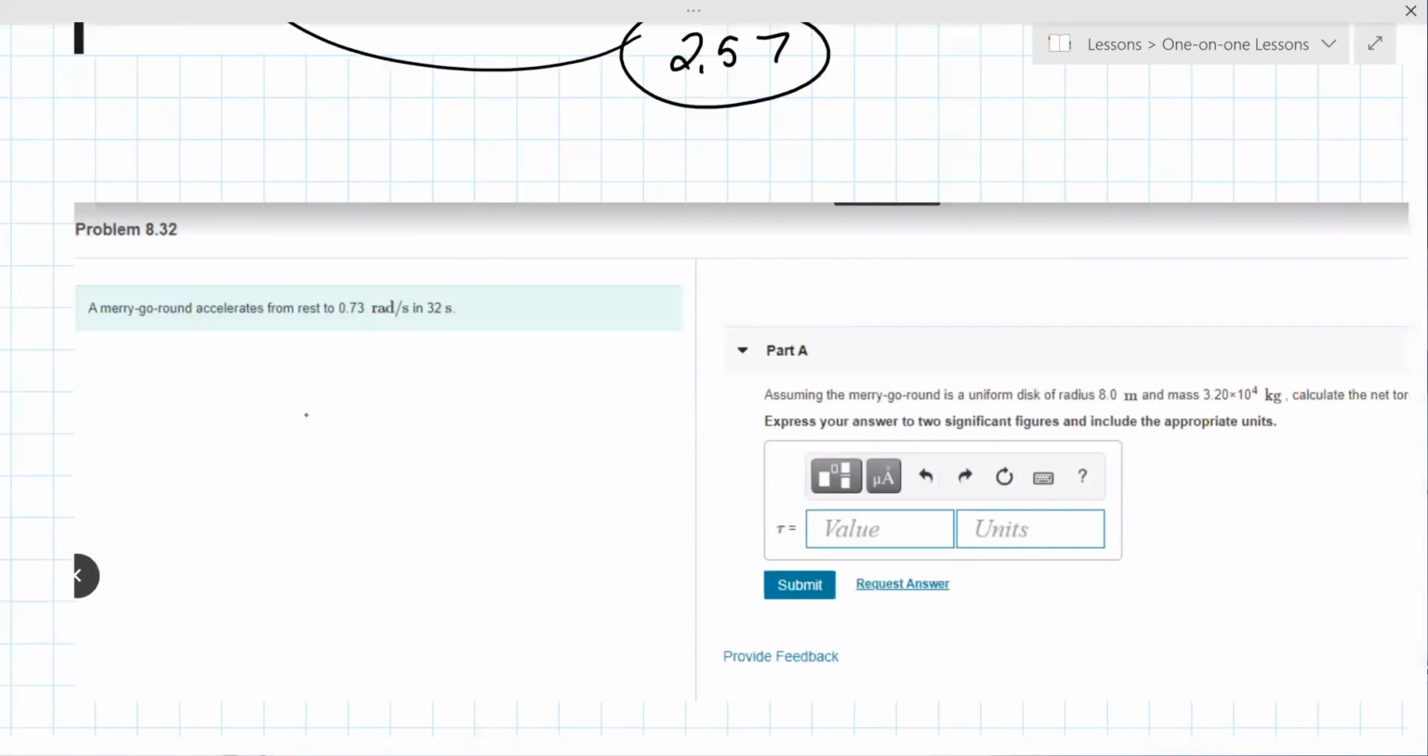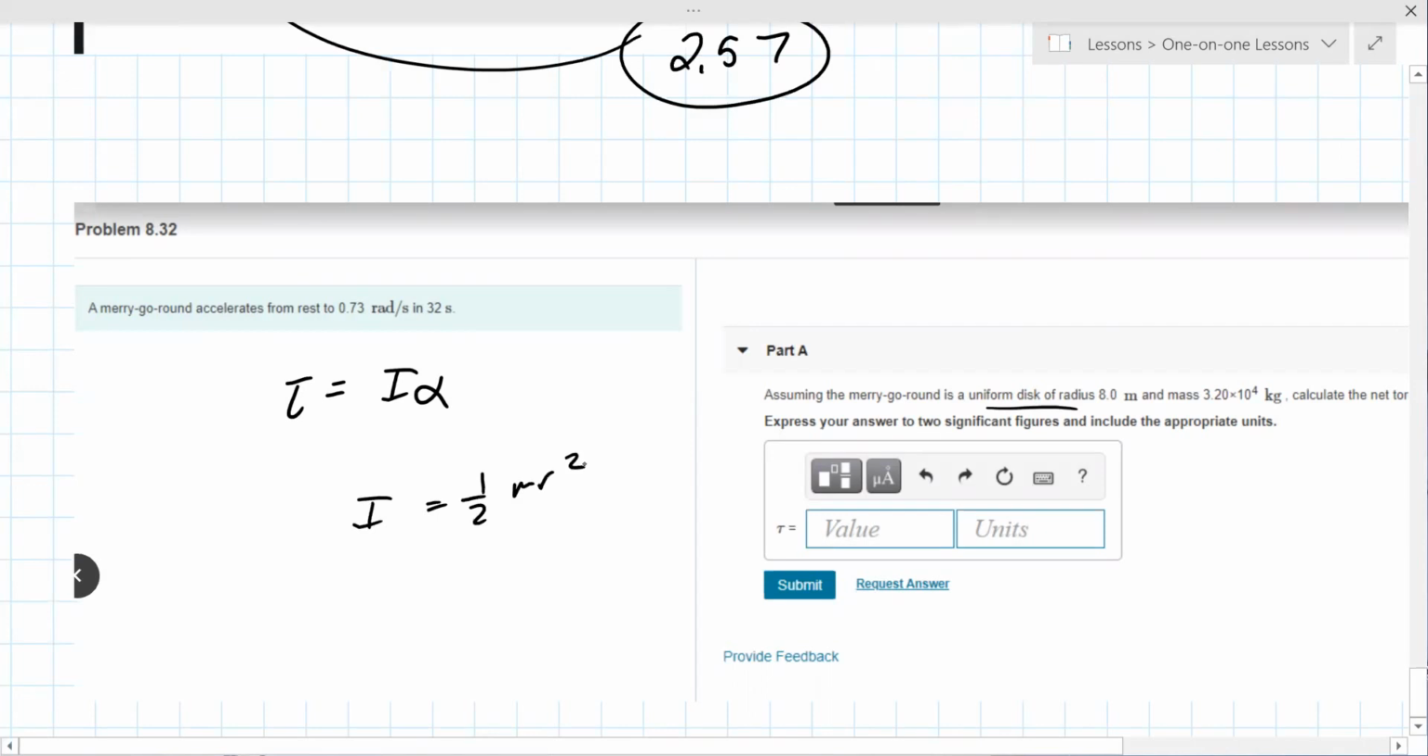The net torque is equal to I alpha, and the I is again the key thing here: you have to have some idea of what the geometry is. Because it's a disk, it does say uniform disk, I is equal to 1/2 mr squared. You have that the mass is 3.2 times 10 to the fourth kilograms, and the radius is 8, squared. So you can get the inertia.